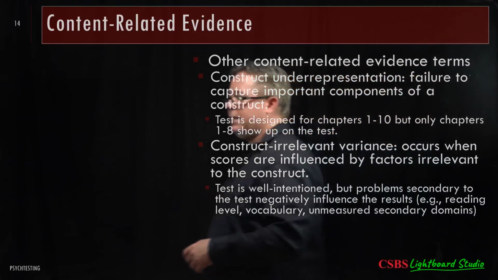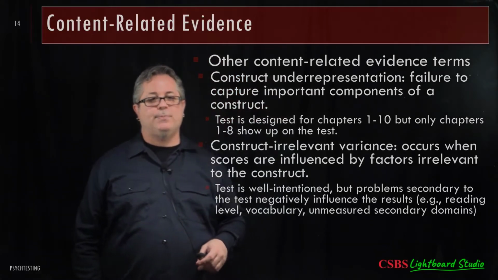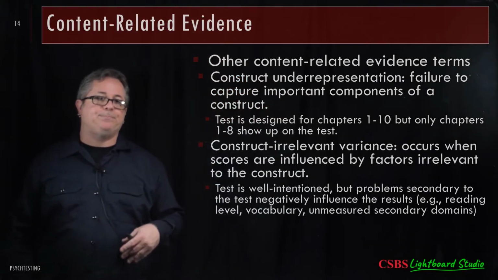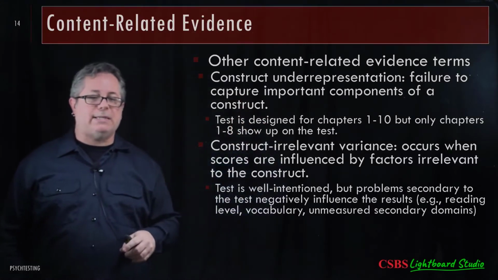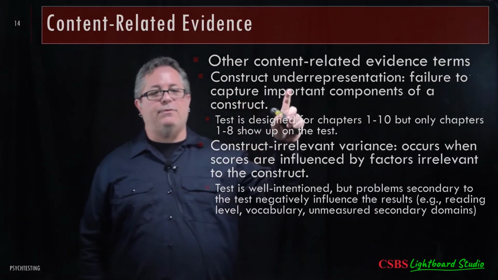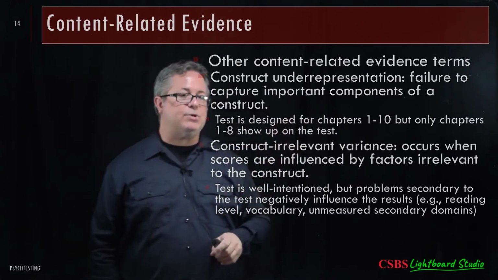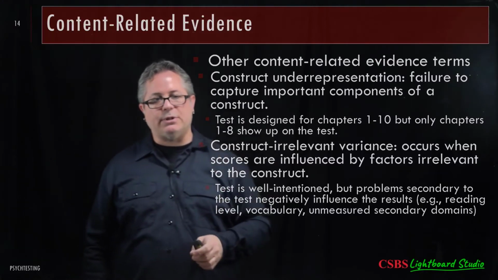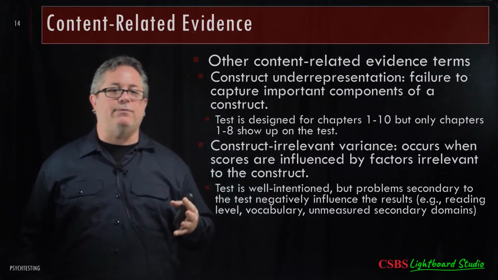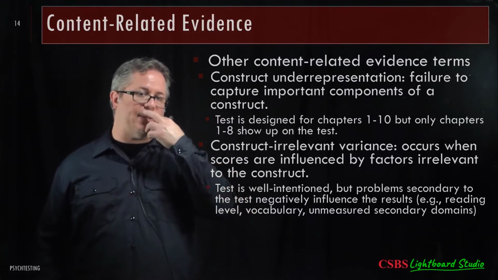Other content-related evidence terms like construct underrepresentation. So we're going to talk about bandwidth. If you're not quite covering all the bandwidth, then failure to capture important components of the construct would be an underrepresentation. So if there are 16 clinical criteria for depression in the DSM and you're only covering 4 of them, you're underrepresenting the construct.